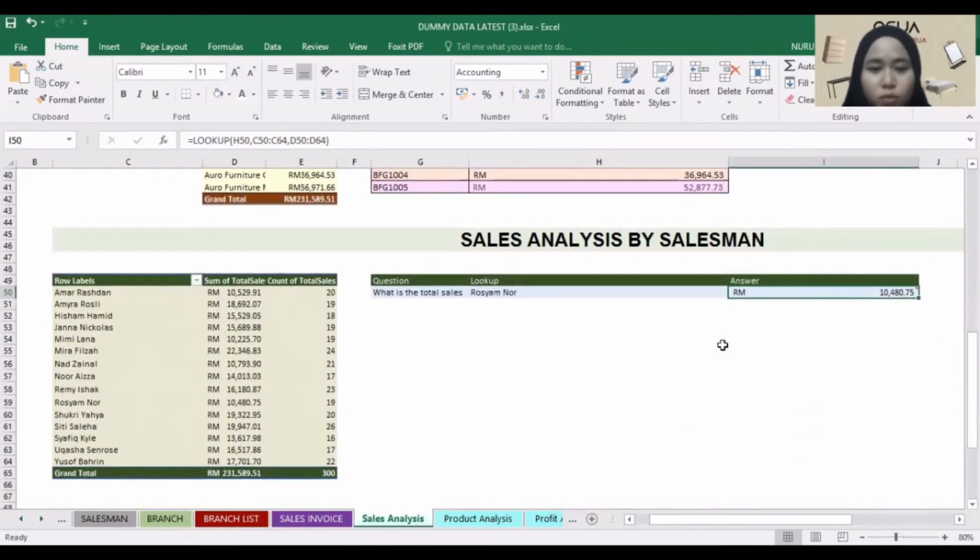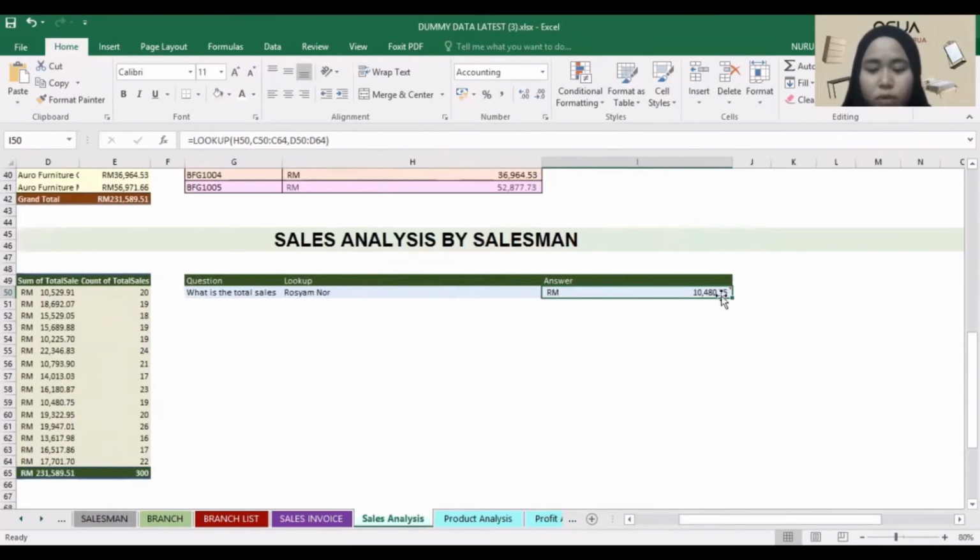And the third one would be sales analysis by salesman. In the pivot table here, we have name of salesman, and we have total sales as the sum column, and we also have the count of total sales. We are also using a lookup function to know what is the total sales of Roshamno.